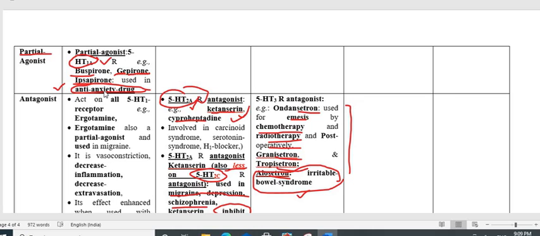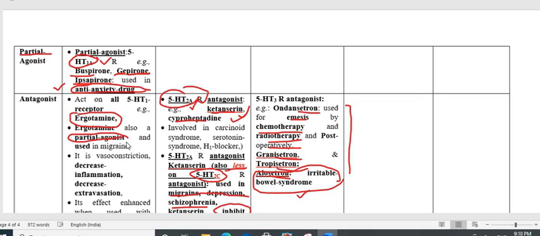And now we have to go through the last point, the 5-HT1 receptor antagonist, and that is the ergot alkaloid, ergotamine. Ergotamine is a 5-HT receptor antagonist, but it is also a partial agonist. This is very, very important.